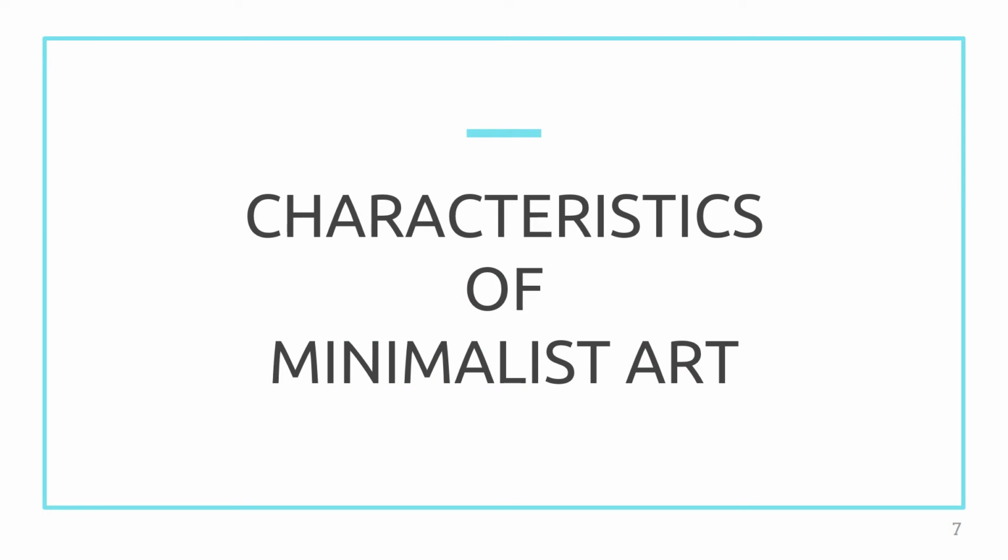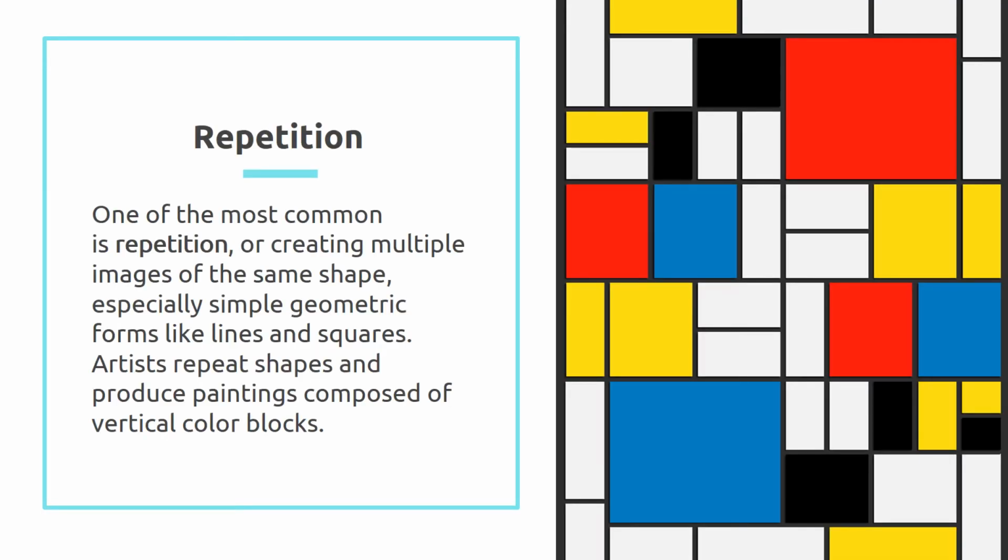Characteristics of minimalist art. Several important characteristics identify minimalist art. One of the most common is repetition, or creating multiple images of the same shape, especially simple geometric forms like lines and squares. Artists repeat shapes and produce paintings composed of vertical color blocks. Many works are extremely simple, pared down to the fewest possible lines or forms needed to paint the image. Areas are smooth and finished, devoid of obvious brushstrokes or hint of the artist's hand.